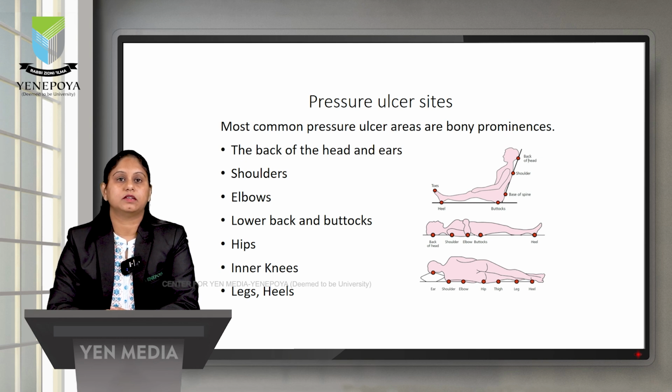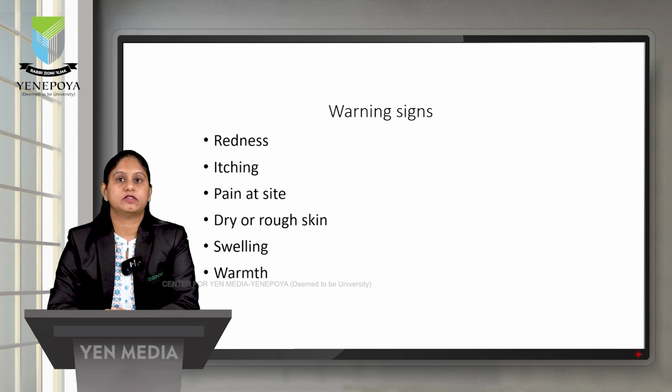Pressure ulcer sites. The most common pressure ulcer areas are the bony prominences, which include the back of the head or the ears, shoulders, elbows, lower back and buttock, hips, inner knees, legs and the heels. The figure shows the different areas of pressure ulcers in different positions. Warning signs of pressure sores: initially the skin becomes red. It is a non-blanchable redness or erythema, itching, pain at the site, dry or rough skin, swelling and warmth.